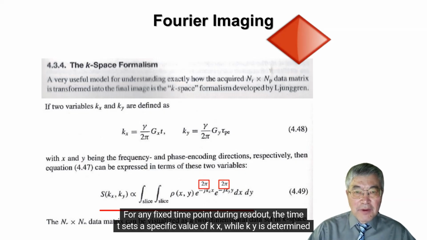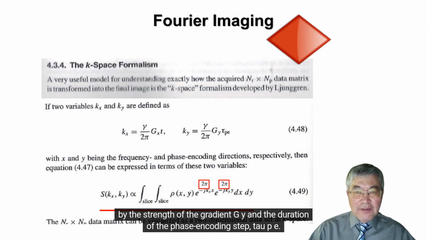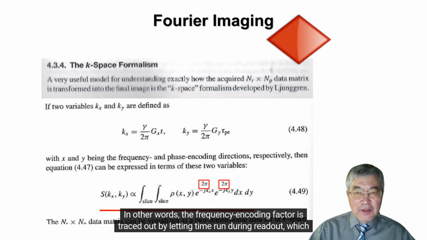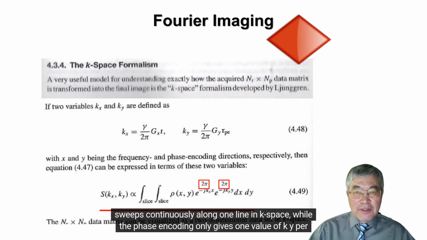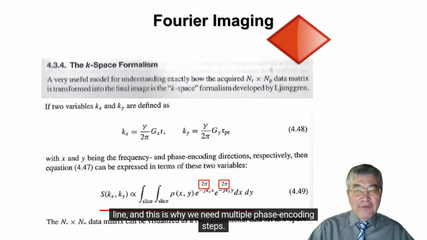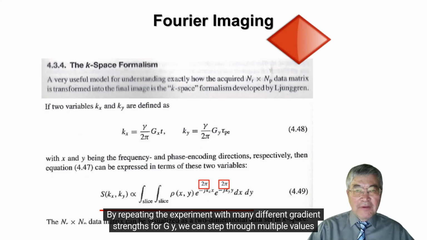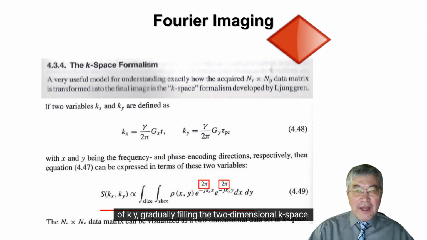For any fixed time point during readout, the time t sets a specific value of Kx, while Ky is determined by the strength of the gradient Gy and the duration of the phase encoding step, tau pe. In other words, the frequency encoding factor is traced out by letting time run during readout, which sweeps continuously along one line in K-space, while the phase encoding only gives one value of Ky per line, and this is why we need multiple phase encoding steps. By repeating the experiment with many different gradient strengths for Gy, we can step through multiple values of Ky, gradually filling the 2-dimensional K-space. This is the basis of Fourier imaging.